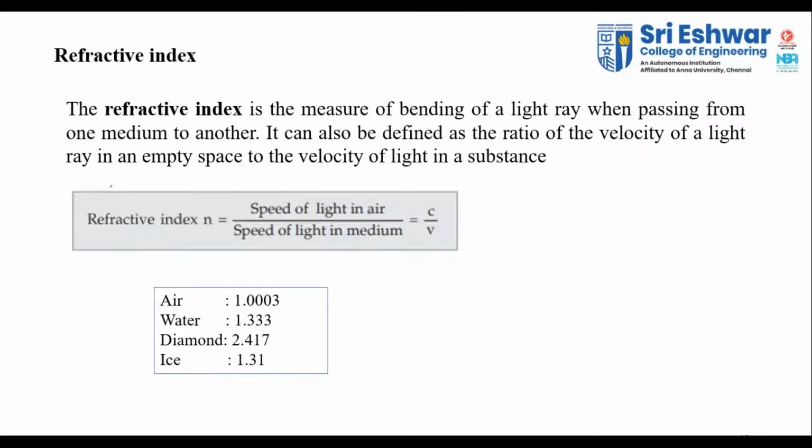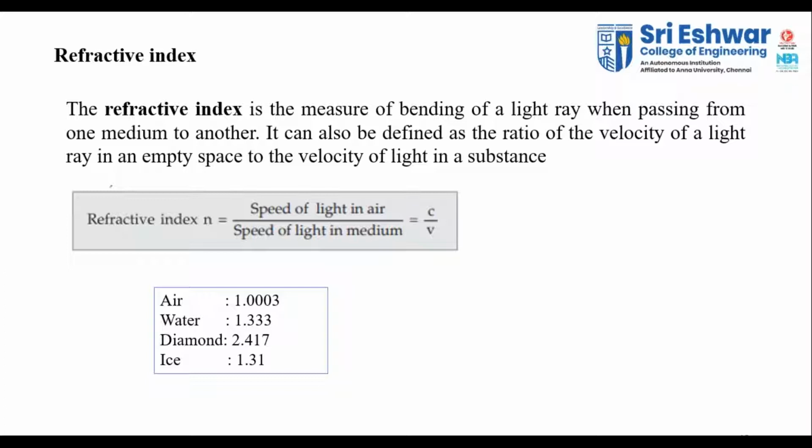The next one is the refractive index. So the speed of light in air divided by the speed of light in the medium. That is n is equal to c by v. The important one, refractive index. Okay, n is equal to c by v. So the speed of light in air divided by that in the medium. It may be different types of medium we are using, that is water or diamond, etc.